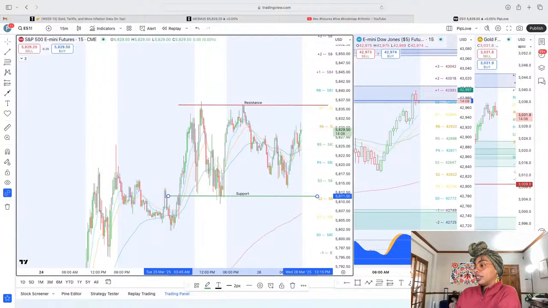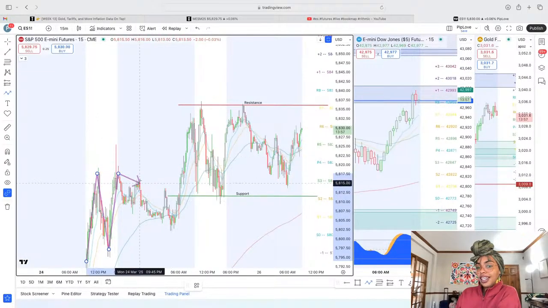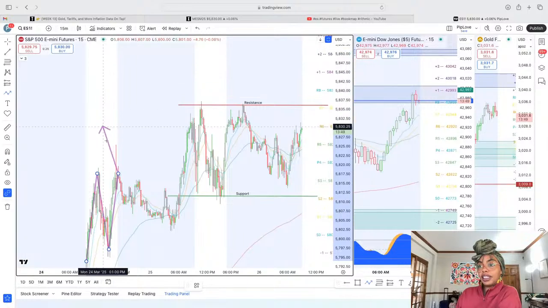Okay, so let's look at this. We had a low, this high, higher low, and then we had resistance here. Hey Cornelia, we see that the market did go above. There was this huge wick, but remember, we're on the 15-minute time frame.